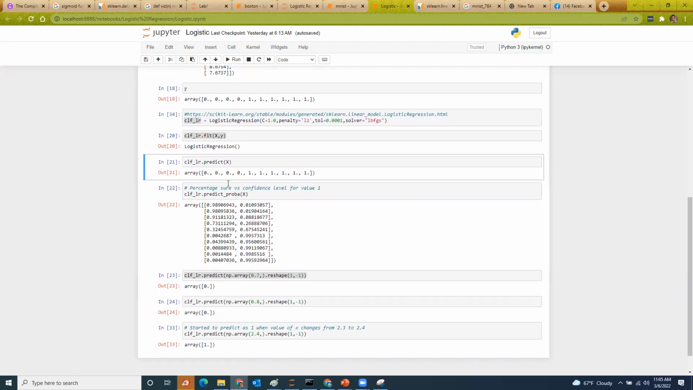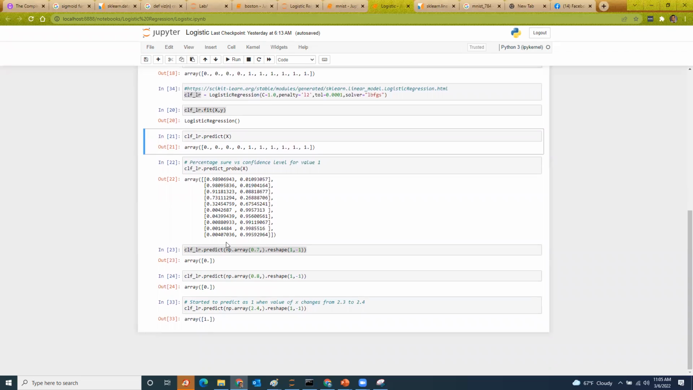So once you start fitting the line, then you can start predicting. Once the model has been created, you can start predicting, okay, what is the value of 0.8? The 0.8 is predicted as 0, because this is a question we are given. The model has already been taught with all the values we have, and now we started predicting. So the value 0.8 is 0, but when you go to 2.4, it is 1.